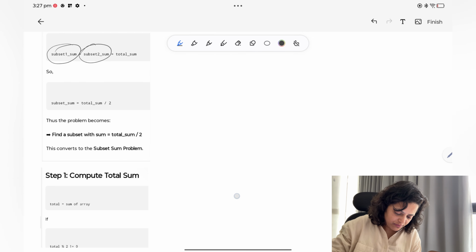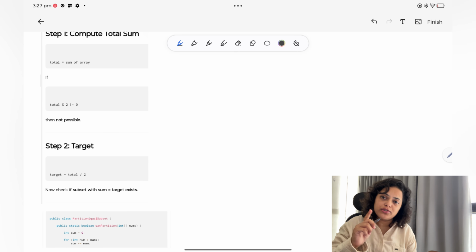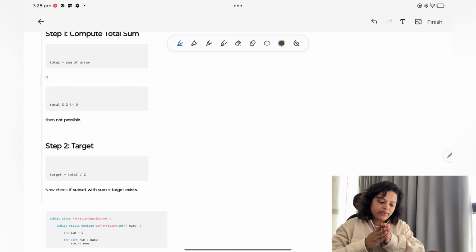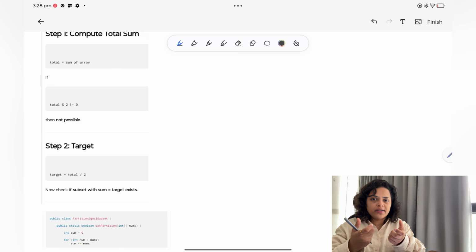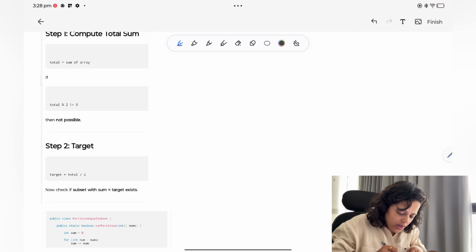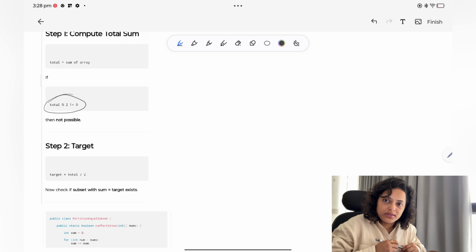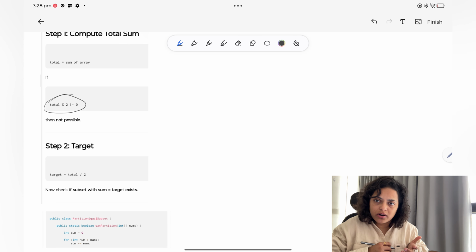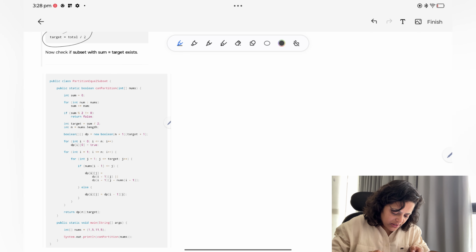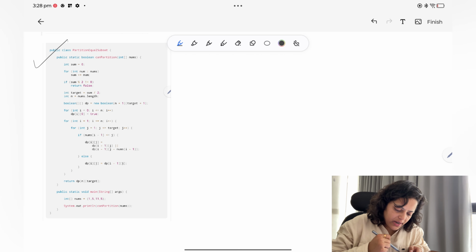That's it. Here you just need to check one thing. You're dividing the array into two equal parts, so the total sum should be even. If it is odd, then you cannot divide it. We are not taking decimal values here. So if total mod 2 is not equal to 0, it means it is an odd number, so it is not possible. Otherwise your target will be total divided by 2, and this is the same problem as target sum.